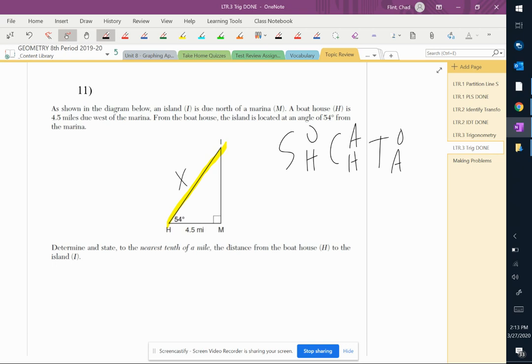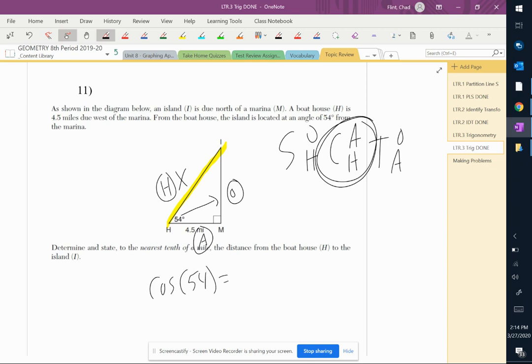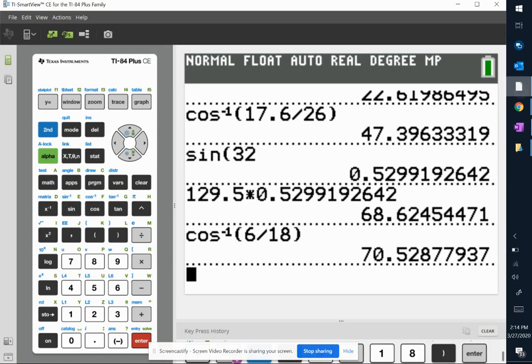So that's going to be my x. So that's also my hypotenuse. That's my opposite. That's my adjacent. So I'm going to be using cosine because I have the adjacent and the hypotenuse. So cosine of 54 equals 4.5 over x. I'm going to cross multiply because I know the side.